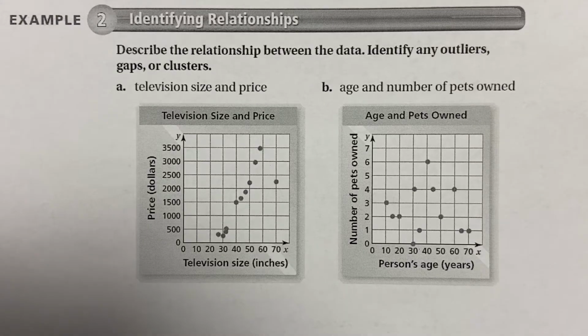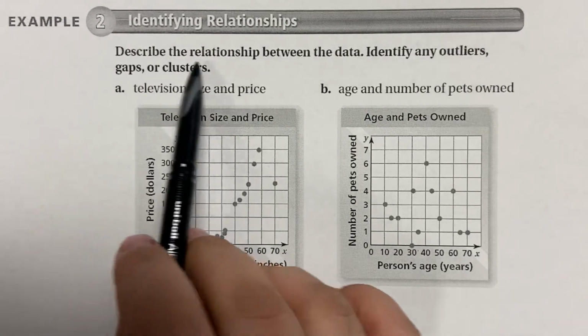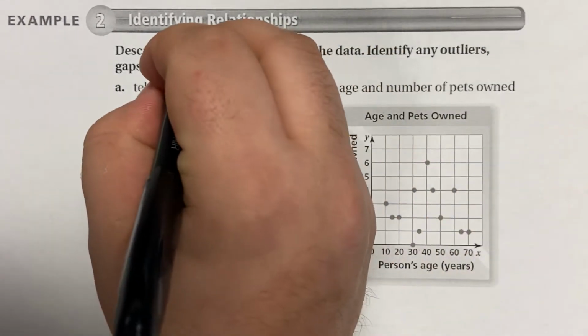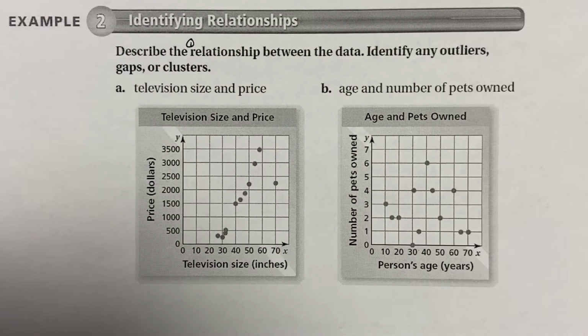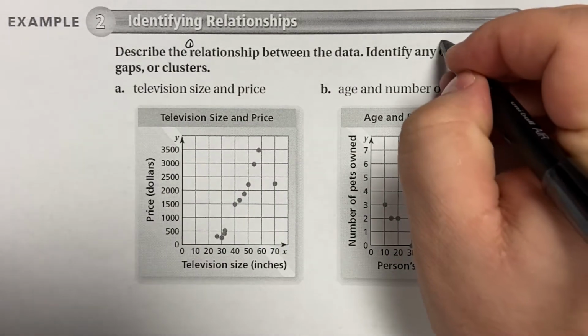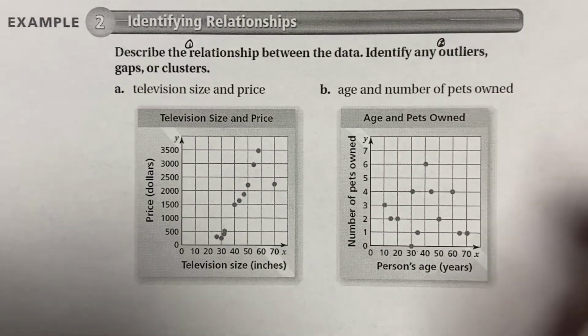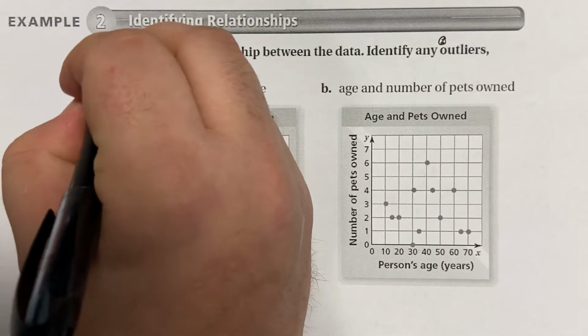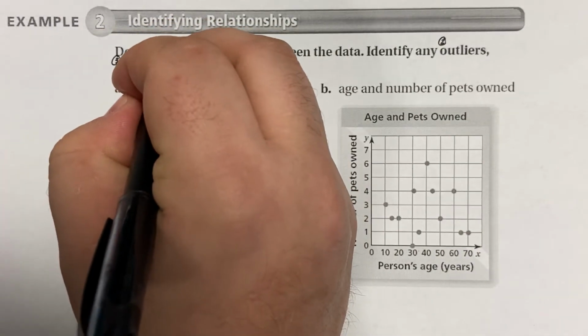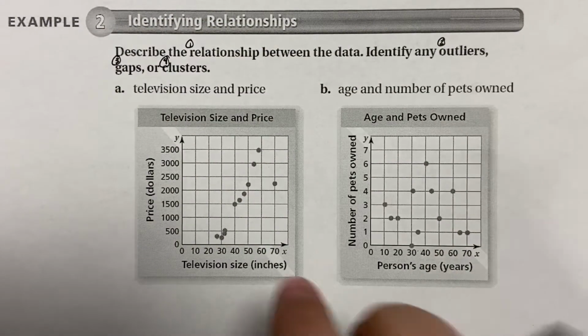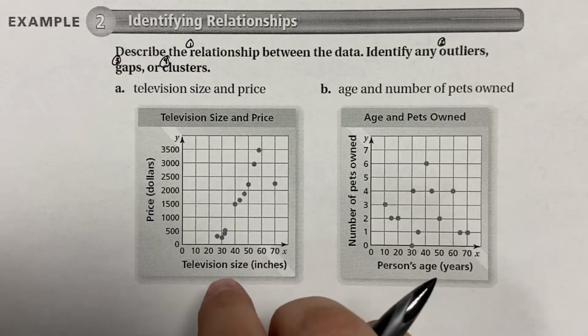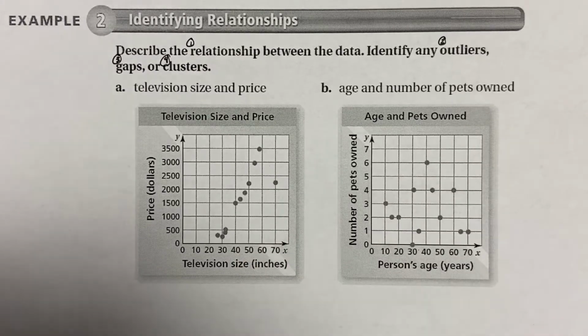Today we're talking about scatter plots and specifically about identifying relationships. Let's get right to it. This problem is going to ask us to describe the relationship, so that's number one, between the data, and identify any outliers, that's number two, gaps, that's number three, or clusters, that's number four. So we actually have four things we're doing for two different graphs. We will do all four on both graphs.